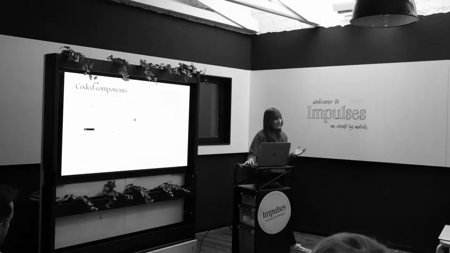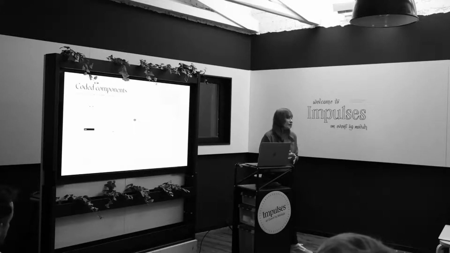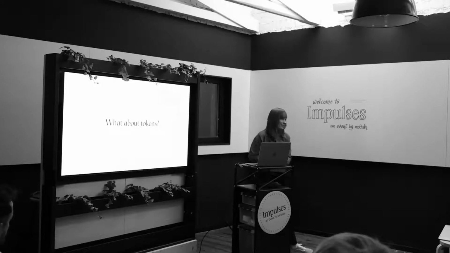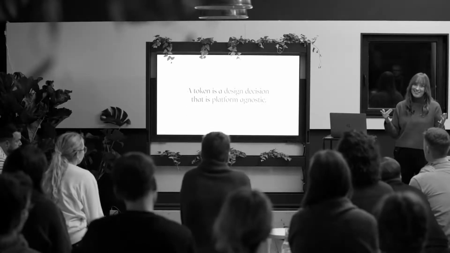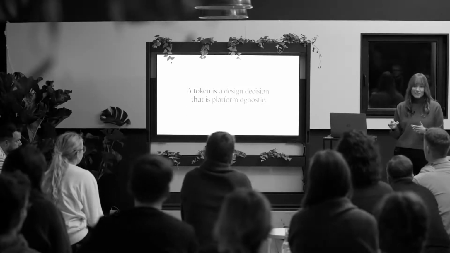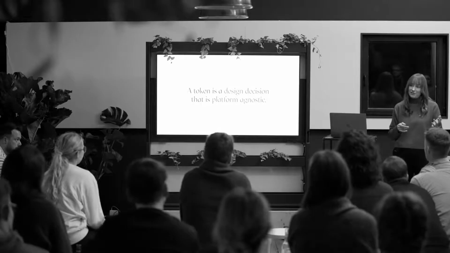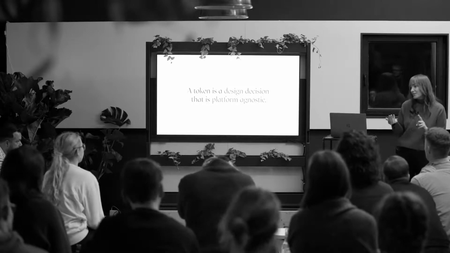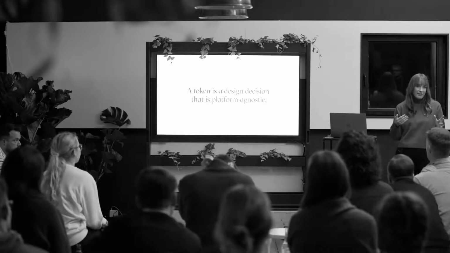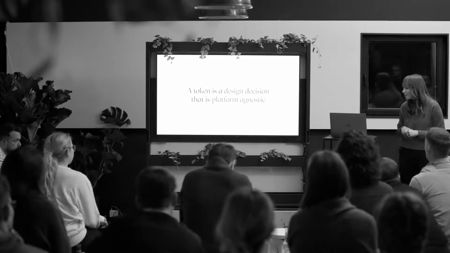And a way to ensure this is a rather new concept. The community is quite excited about this, and it's called tokens. So what are tokens? A token is a design decision that is platform agnostic. So what does that mean? A design decision is basically everything that you can apply to an element. It can be a color, a border radius, a border width, opacity, size, spacing, even animation.